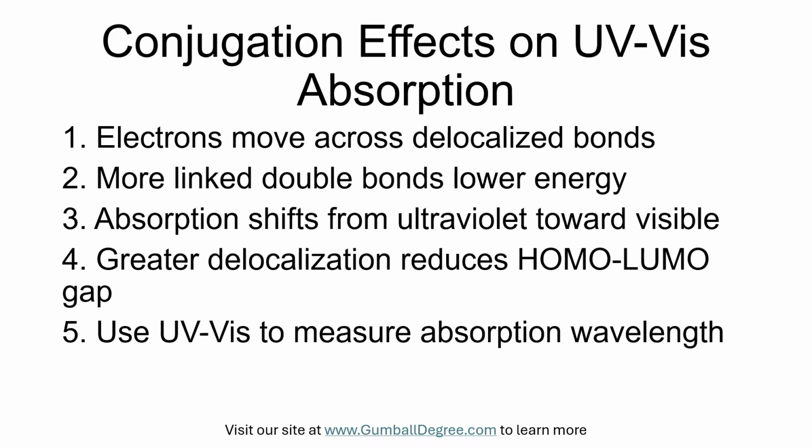Conjugation increases the range over which electrons are delocalized, and more delocalization means a smaller gap between the electron's starting level and the level it can jump to when it absorbs a photon. Chemists use ultraviolet visible spectroscopy to measure the wavelength of light absorbed, and longer conjugation gives a bathochromic shift, which is just a fancy way to say the absorption moves to longer wavelengths.